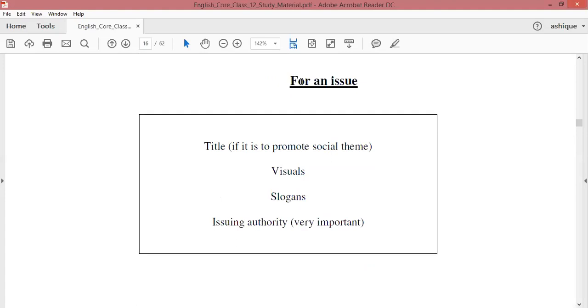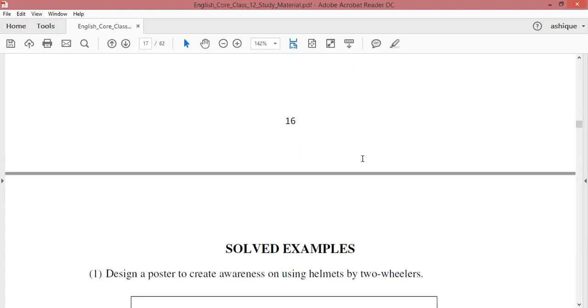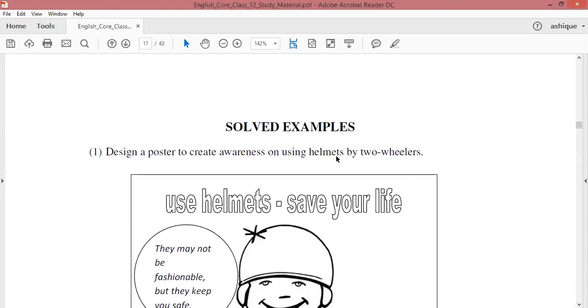For gutka and cancer awareness, you're highlighting a poster. For consumption of alcohol and cigarettes, you're highlighting an issue. Those are the issues. Okay. Titles, if it is a promoted social theme, visual, slogans, and issuing authority, very important. Who is issuing this poster? Next comes the solved example. See the solved example.